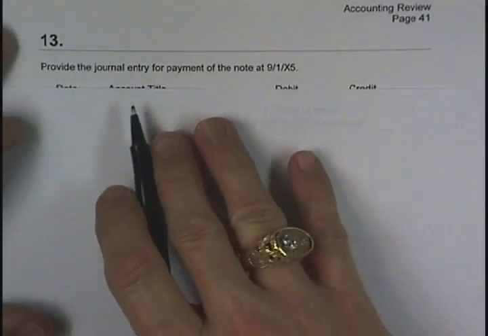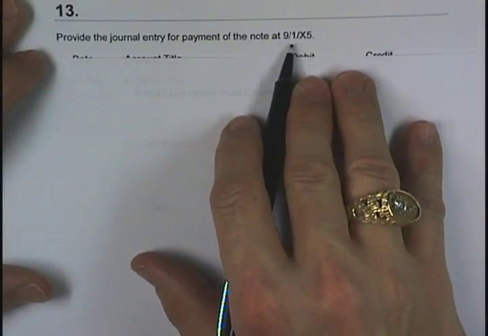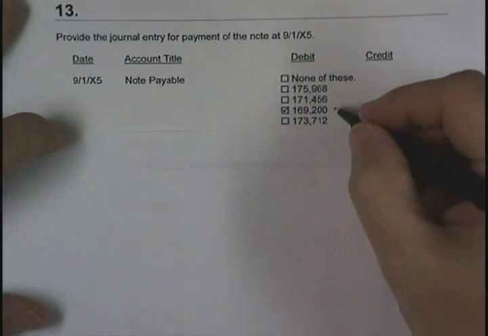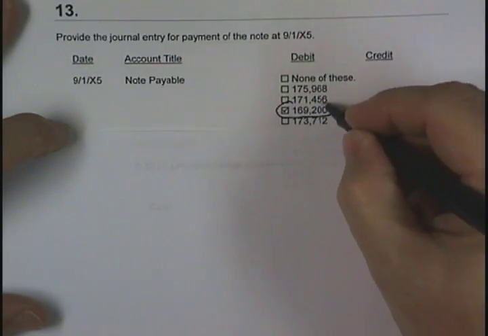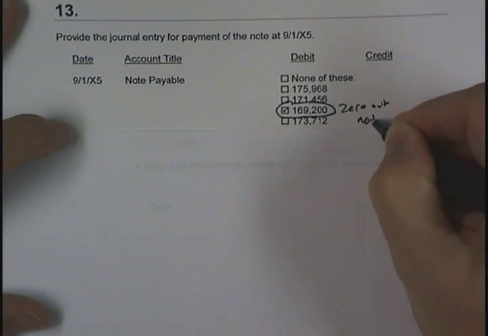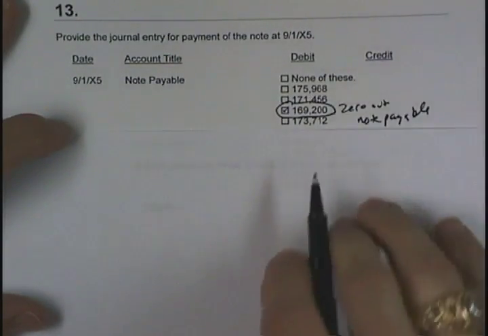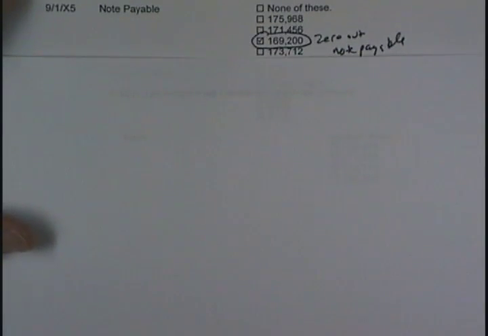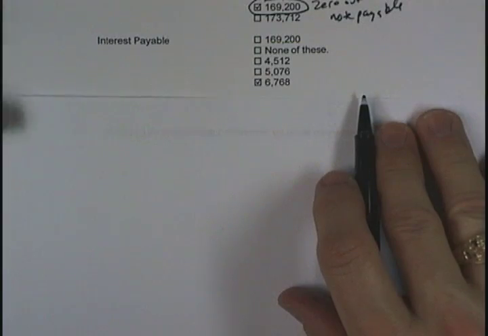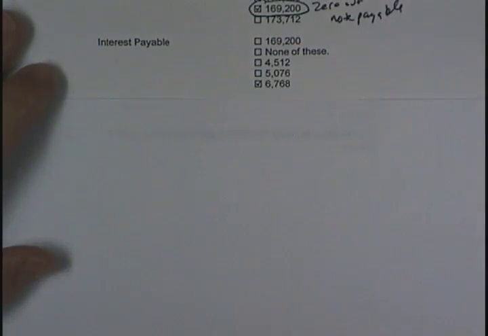Problem 13 continues, and it says provide the journal entry for the payment of the note on September the 1st of year 5 when the note is 1 year old. Well, it matures then, and we know we have that note payable that we set up when we took on that liability, so we've got to zero out the note payable by crediting that liability to zero out note payable of $169,200. We know we're going to pay some cash, but we've also got to get rid of the interest payable that we have accumulated over the entire course of the year. We recorded that interest payable at the end of December was $2,256.